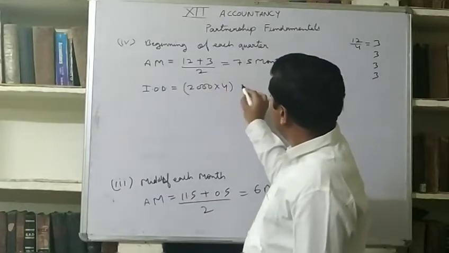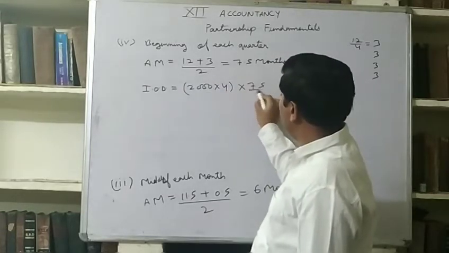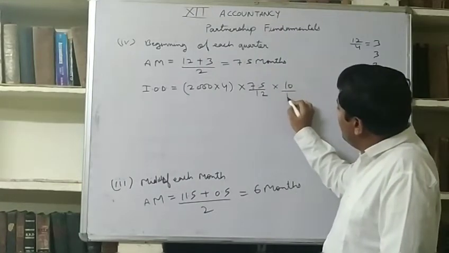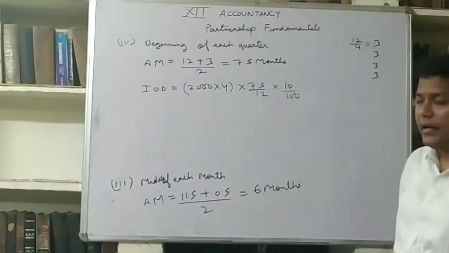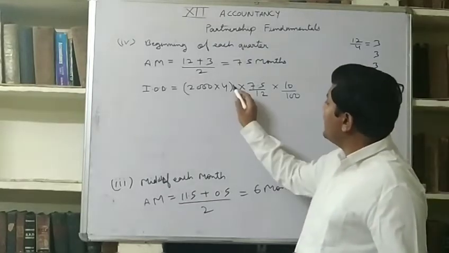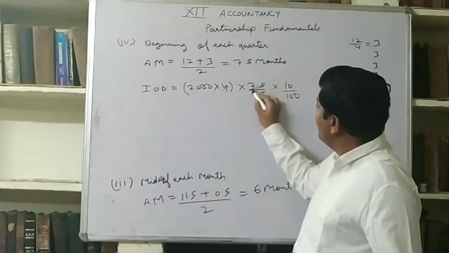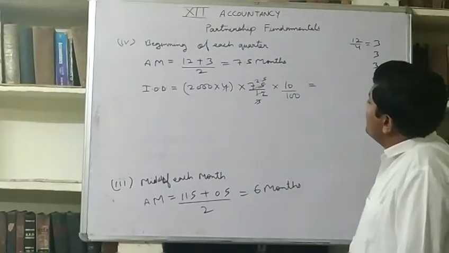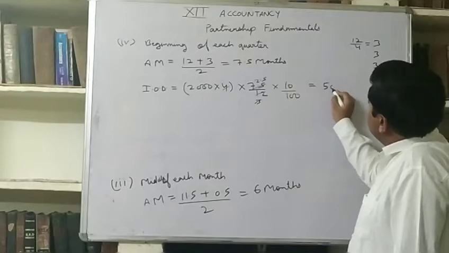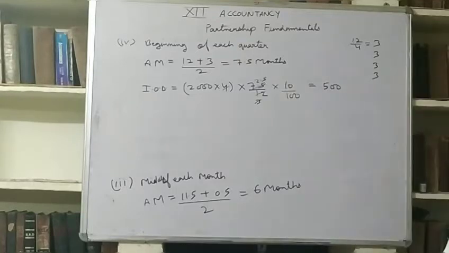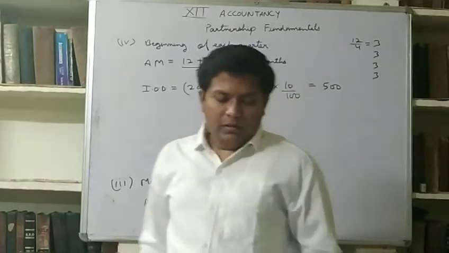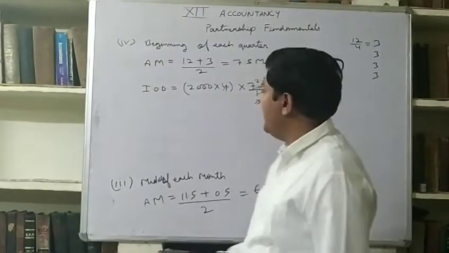Then average months upon 12 multiply rate upon 100. In this way we can calculate interest on drawings. So interest on drawings will be 500. So you got the point.